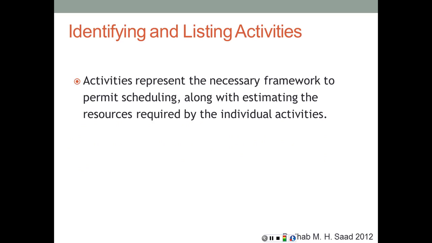The activities identified in the list represent the necessary framework to permit scheduling, along with estimating the resources required by the individual activities. So again, that's why we need to have a clear distinction. What is this activity? What amount of work is going to be associated with that activity? What kind of resources are going to be needed, in what amount, and what's the cost of these resources? What's the production rate of these resources? All of these details are going to be required for each activity.